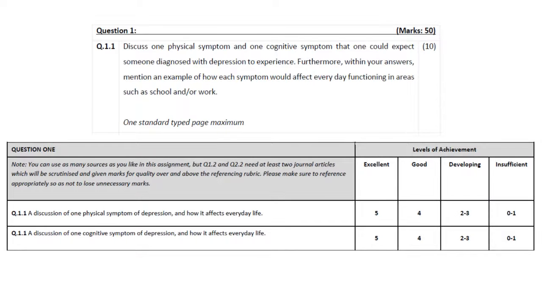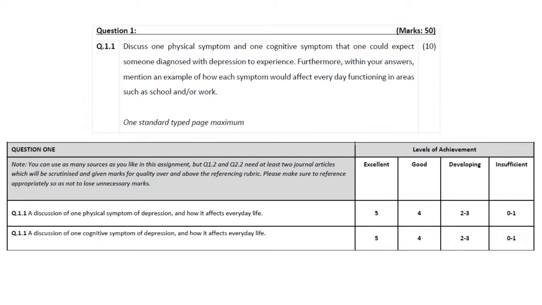Okay, so the questions. Question 1 is discuss one physical symptom and one cognitive symptom that one could expect someone diagnosed with depression to experience. Furthermore, and this is the important point, within your answers mention an example of how each symptom would affect everyday functioning in areas such as school and work. So there's two parts to this question.